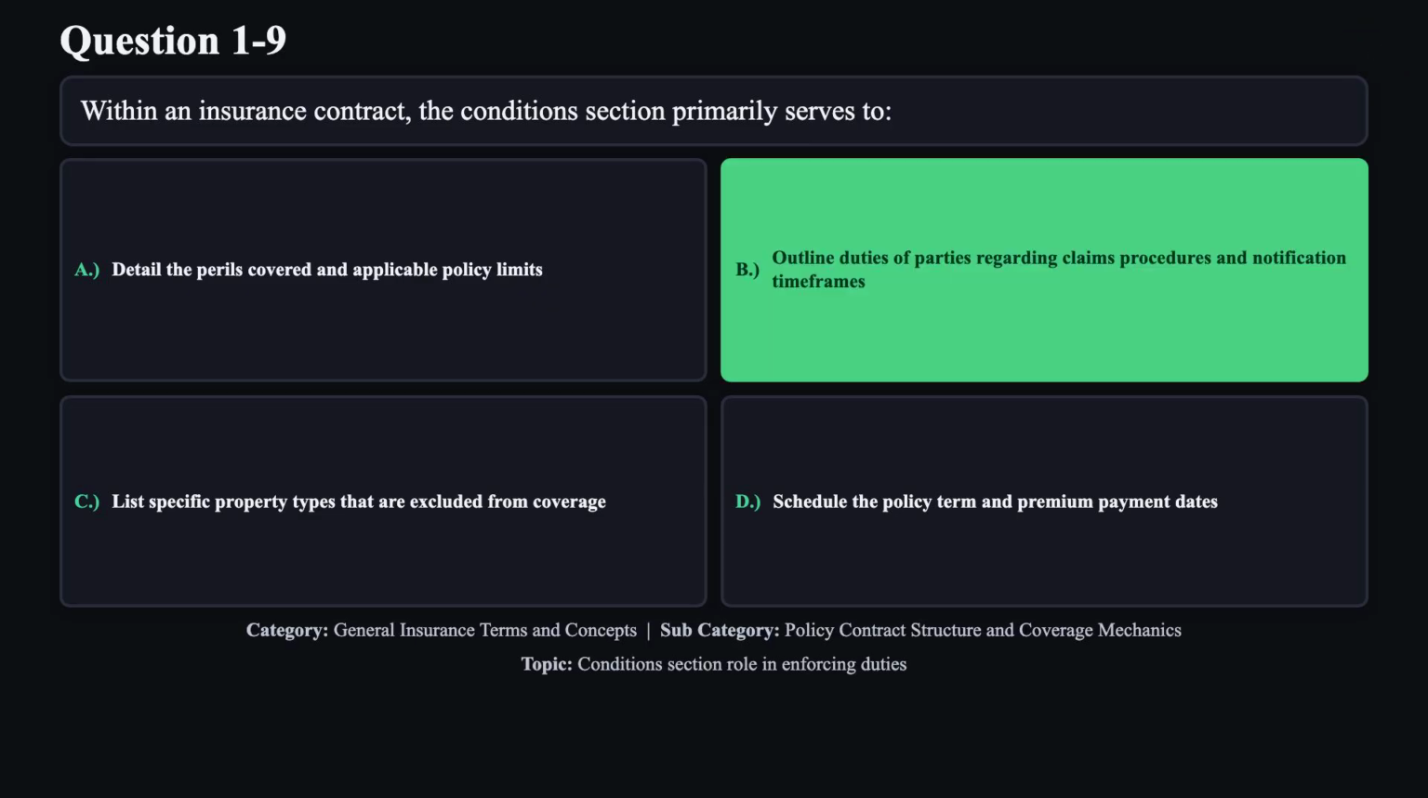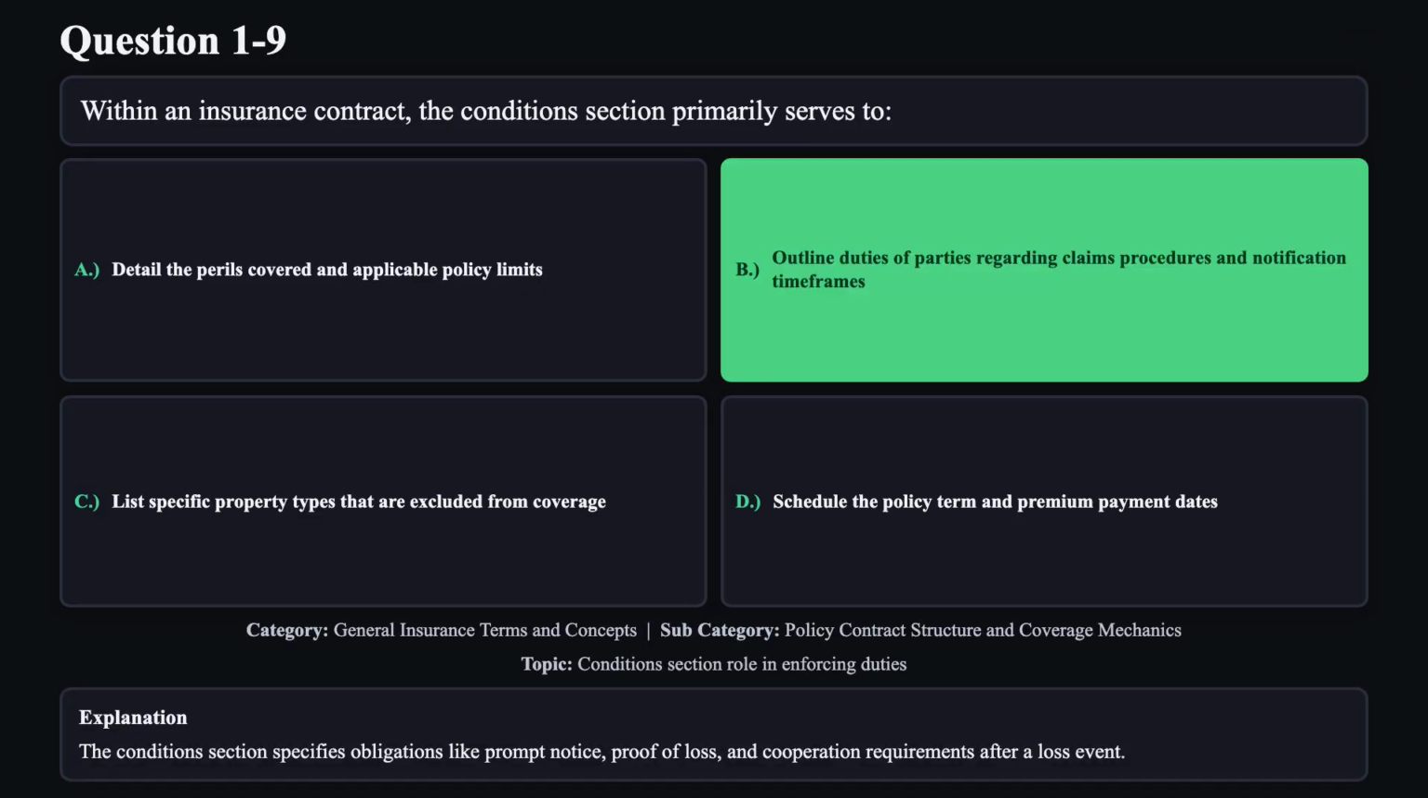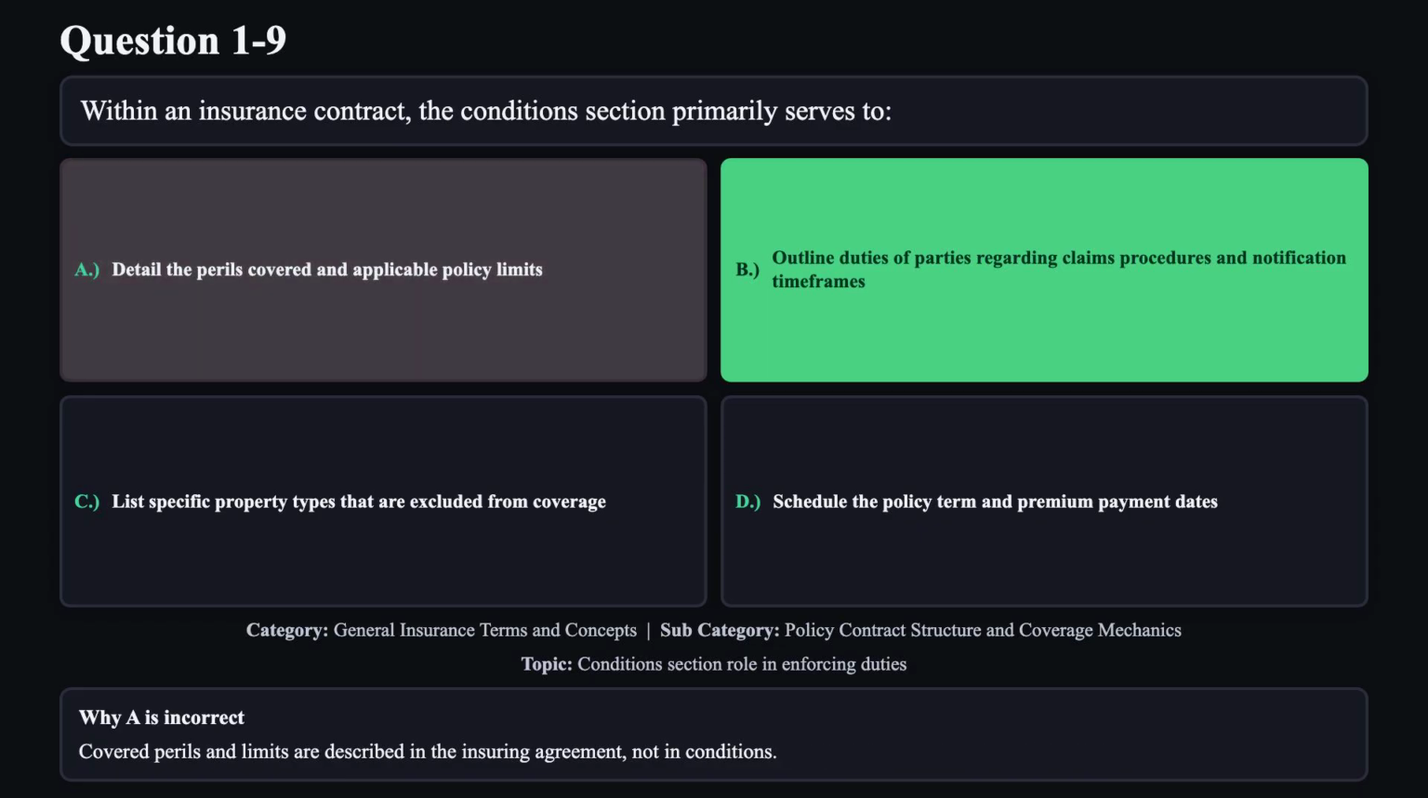The correct answer is B. The conditions section specifies obligations like prompt notice, proof of loss, and cooperation requirements after a loss event. Reason A is not correct. Covered perils and limits are described in the insuring agreement, not in conditions.